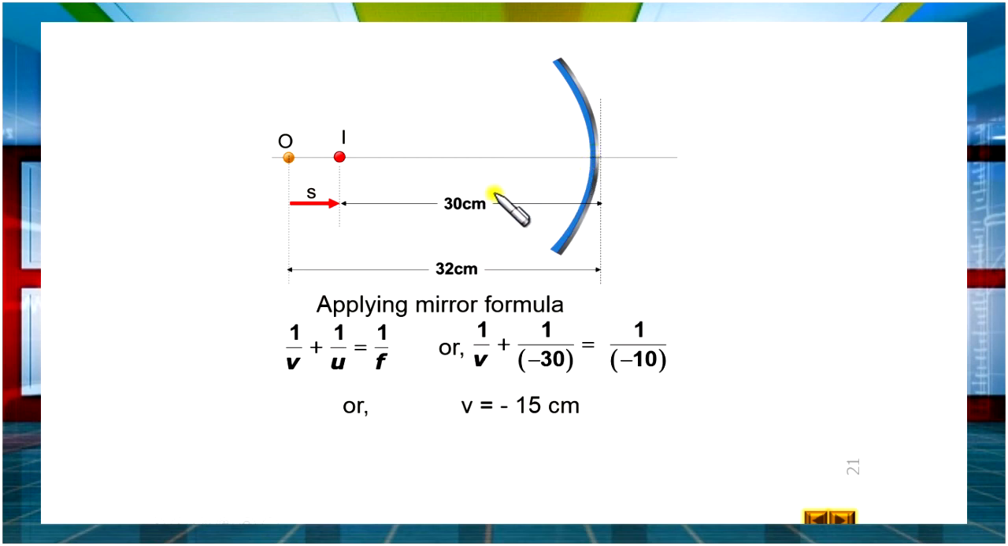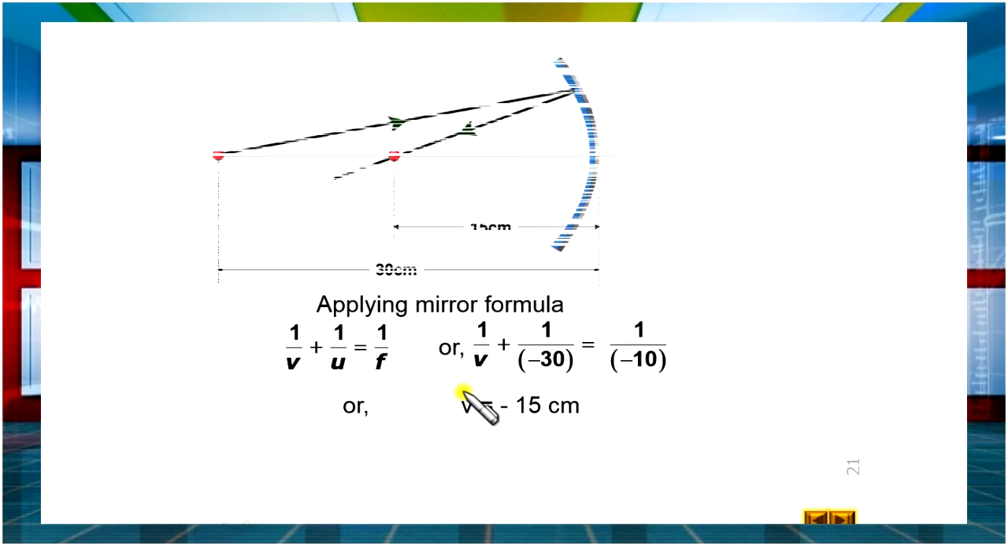We can make an approximate ray diagram for this situation. This is 30 cm, and after reflection, the image should be at a distance of 15 cm from the mirror. But we know when rays are turning back, they will again be incident on the slab. And we need to consider the two cases: when the slab is at a distance of 5 cm from the mirror, and the second case when the slab is 20 cm from the mirror. So let us consider the first case when x equals 5 cm.